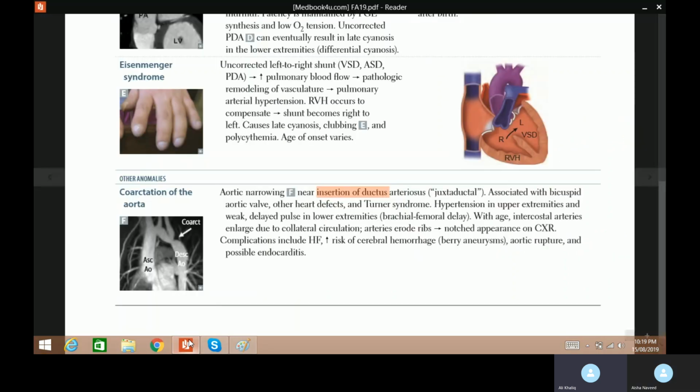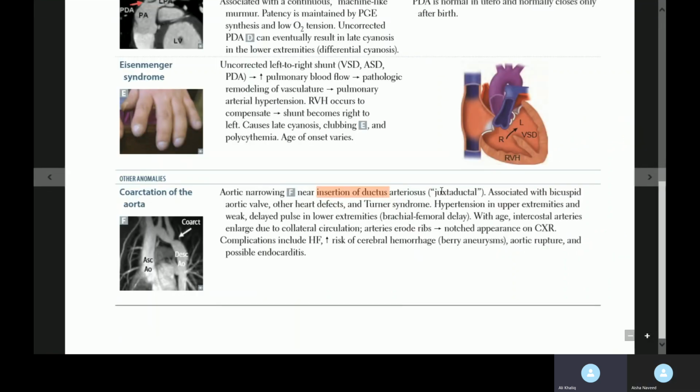Okay, so aortic narrowing near the insertion of the ductus arteriosus, we just discussed the two types associated with bicuspid aortic valve and Turner. It didn't tell you which one it is with. Now you know the bicuspid one is with the postductal and the Turner with the preductal, right? So when they say coarctation of the aorta, since we don't know exactly where it is, we just remember that they could be both pre or post.